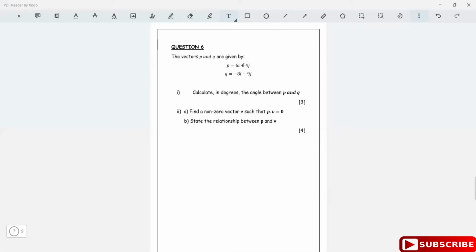P and Q are given by P is 6i plus 4j and Q is minus 8i minus 9j. Calculate in degrees the angle between P and Q. So to find the angle between P and Q, the first thing we need is the dot product. So we need to find P dot Q.